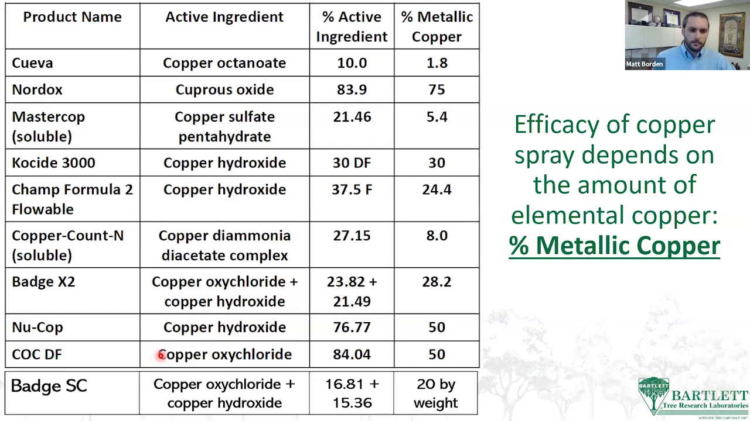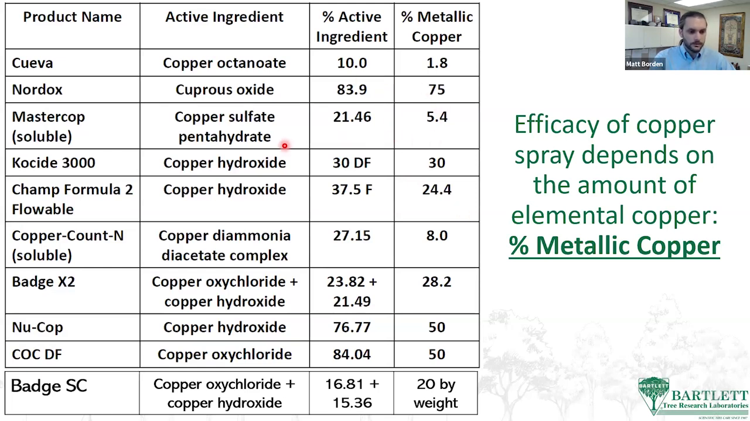Last interesting point with coppers is that we're used to looking at the active ingredient when we read labels, but when it comes to something metal like this, it is the percent metallic copper in the solution that is very important. Vegetable growers, for example, will often look for products that are 20% metallic copper or more. And you see that they're not always the same.